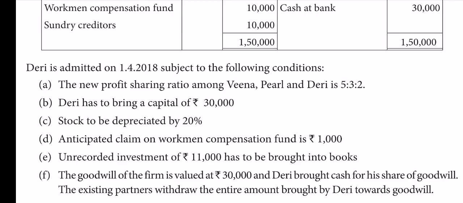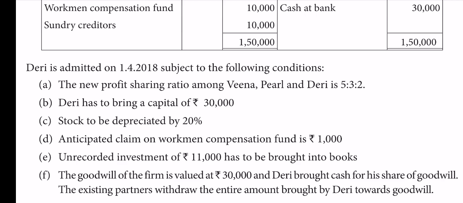Then the last, the goodwill of the firm is valued at 30,000. All three partners' total value of goodwill is 30,000, and Derry brought cash for his share of goodwill. His new share is 5:3:2, about 2/10 is his share. We have to find out how much his share of goodwill is out of 30,000.